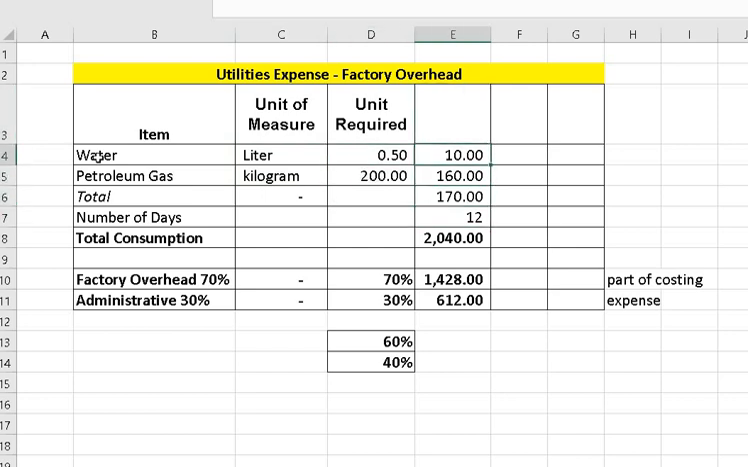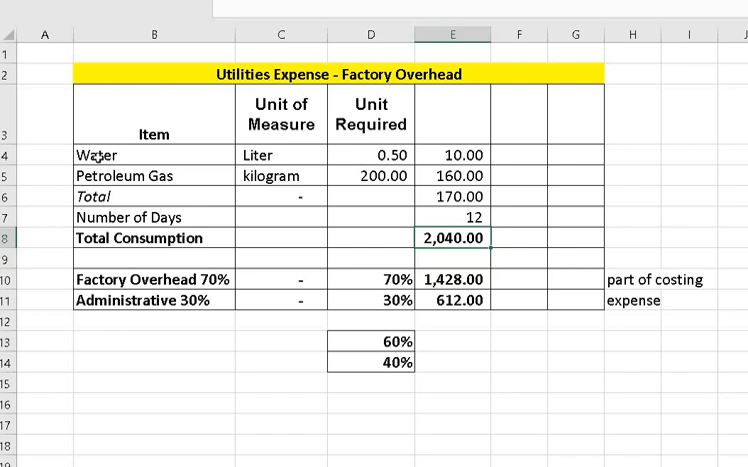So, for this one, ang pinaka na-consume natin is, for the water is 10 pesos, petroleum gas 160 for a total of 170. So, this is an example of from the students that they are going to sell their products in a span of 12 days. So, i-multiply natin yung sa 12 days. So, we could identify the total consumption of utilities in making our products in a span of 12 days.